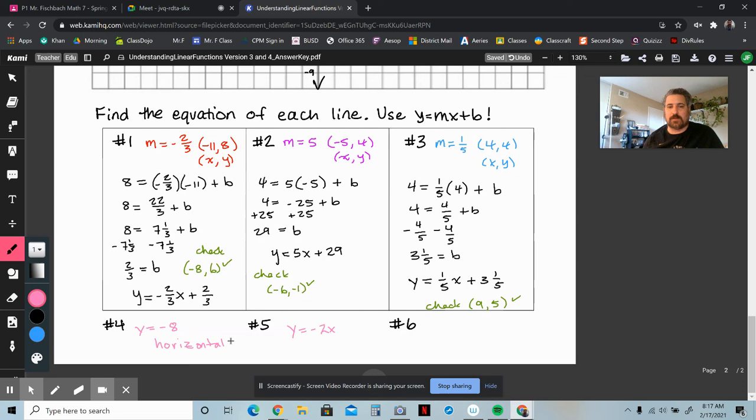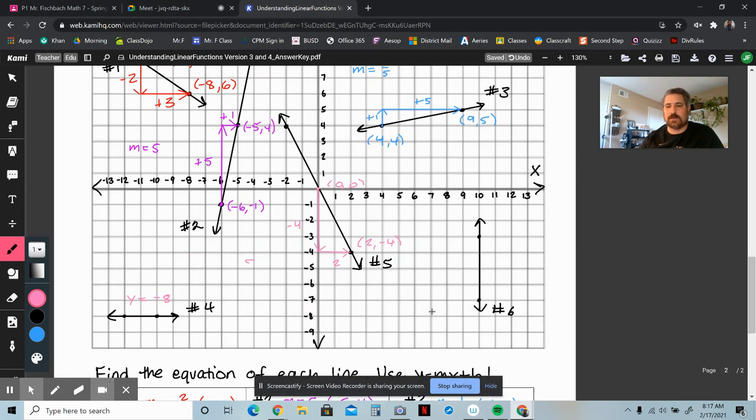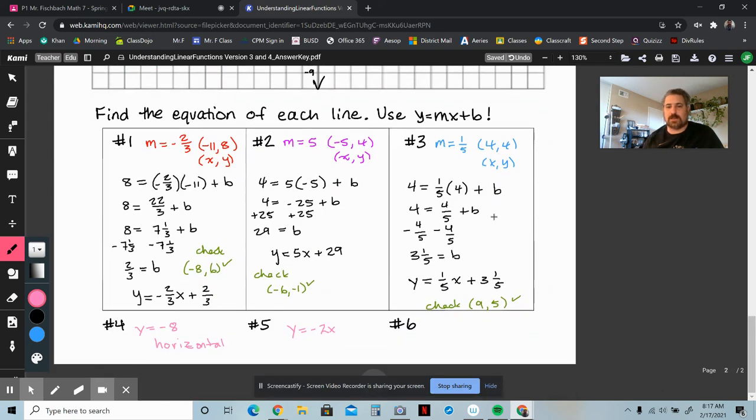Vertical lines are always going to be an x equals line. So this one's going to be an x equals line for number 6. And it's a set of all values where x is what? 10. So it's going to be a set of all values where x is 10. So then we just write x equals 10. And this is a vertical line.